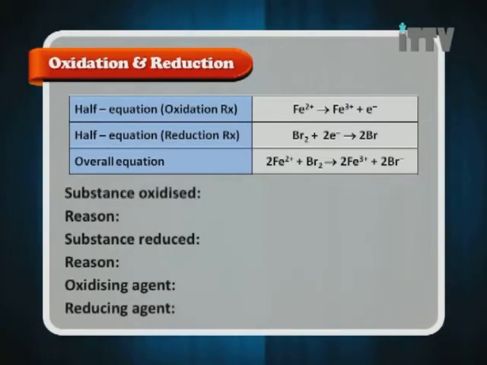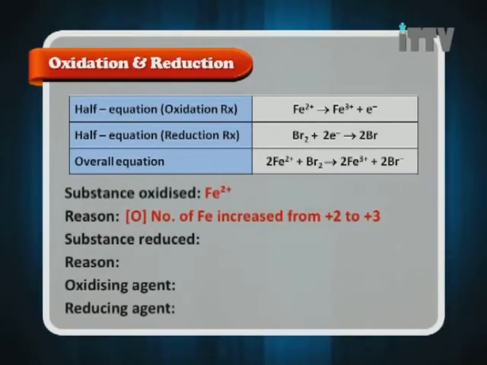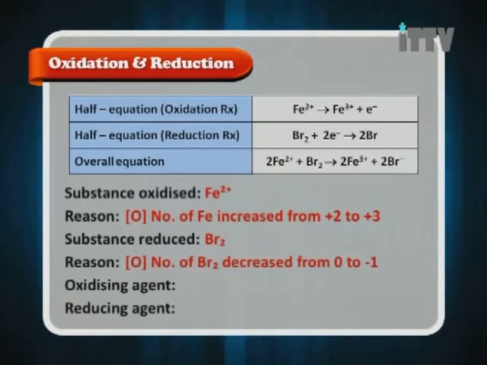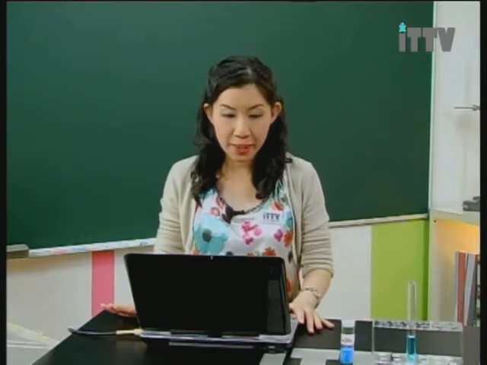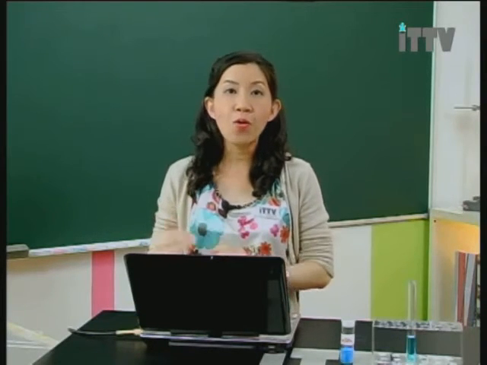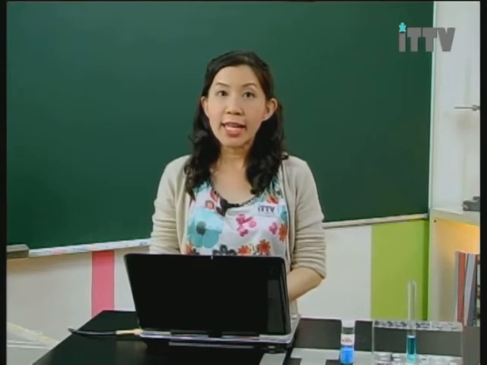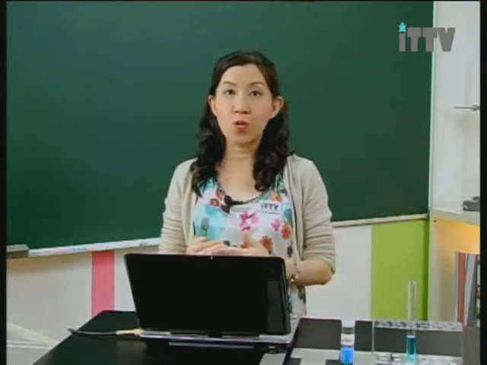So, the substance oxidized for this experiment would be Fe2 plus, reason being because oxidation number of iron has increased from plus 2 to plus 3, while the substance reduced is actually bromine, and the reason being because the oxidation number of bromine has decreased from 0 to -1. The oxidizing agent in this case would be bromine, while the reducing agent would be Fe2 plus. So, in order to get the overall equation for this experiment, we need to make sure the number of electrons for both half equations are the same. So, let's look to the board to see how to derive the overall equation.